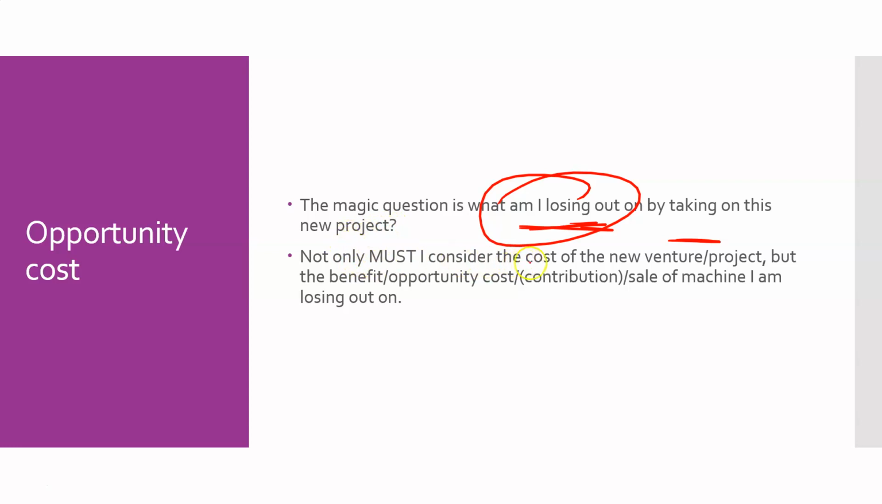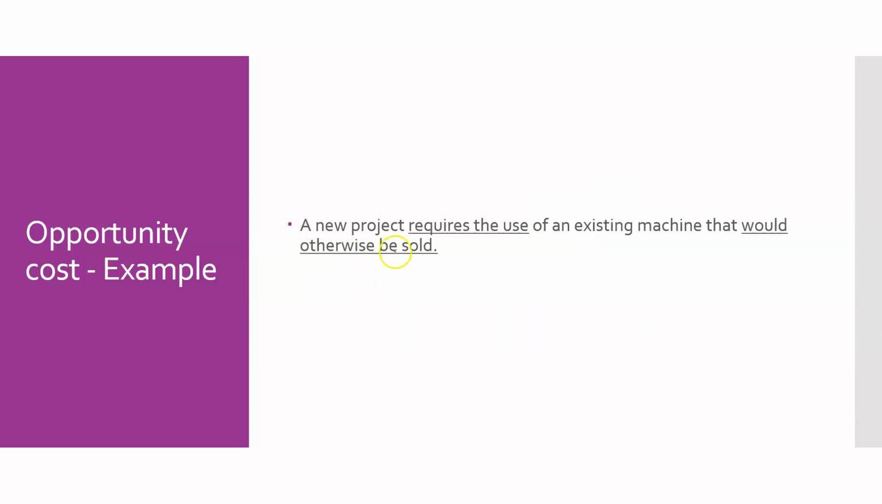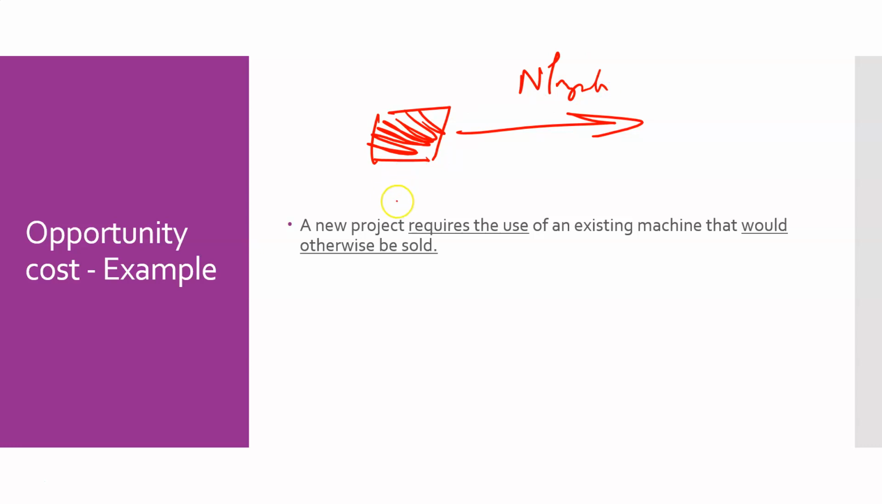Not only must I consider the cost of the new venture, but the benefit of the opportunity cost or contribution that I'm losing out on. So it says here a new project. You have a machine sitting there. This is implicit, so you can see how this works. You want to make a decision, and you have a machine sitting there, and you want to use it for this new project. But you have other options. The other option is you can sell it. This sounds like a silly thing to say, but you could sell it. So you have to decide, is it worth it or do I sell it?